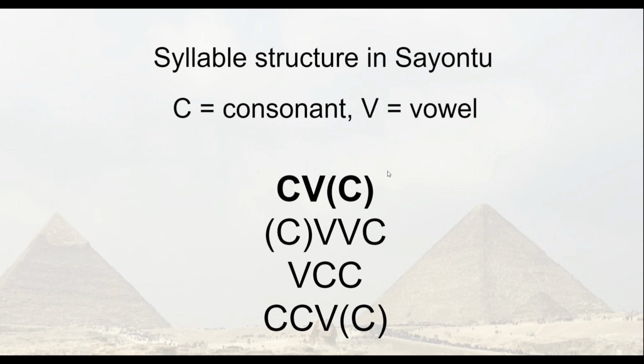Although these structures also exist where a consonant is followed by two vowels and ends with a consonant. This one here with a vowel that is followed by two consonants, although this is quite rare. And there's also this one, so two consonants followed by a vowel and a consonant that can occur there as well.